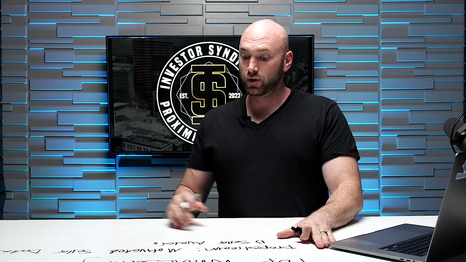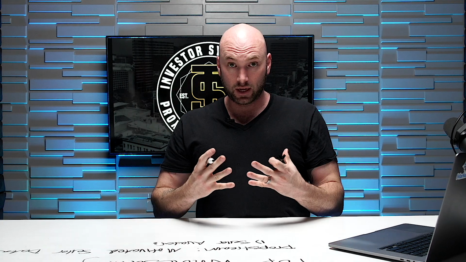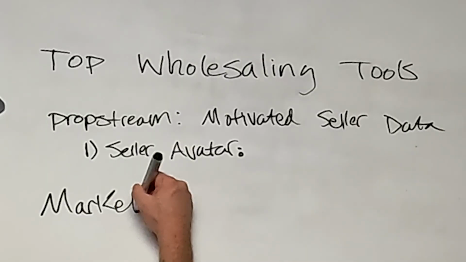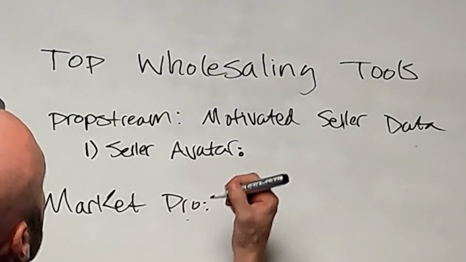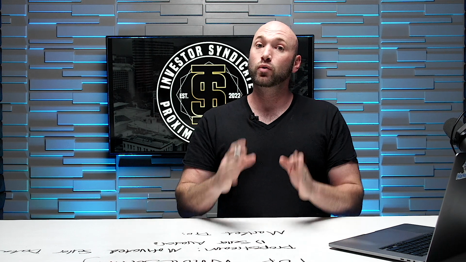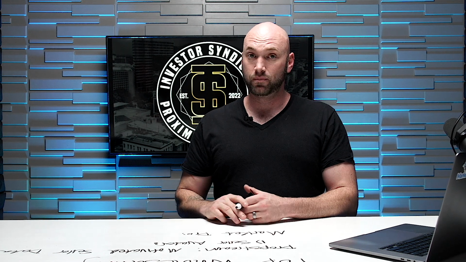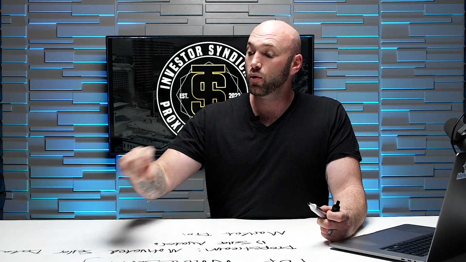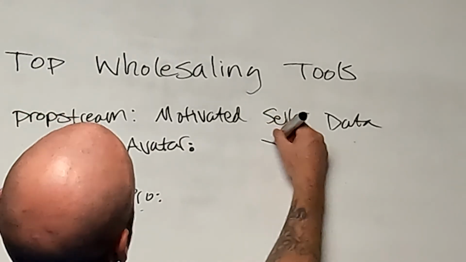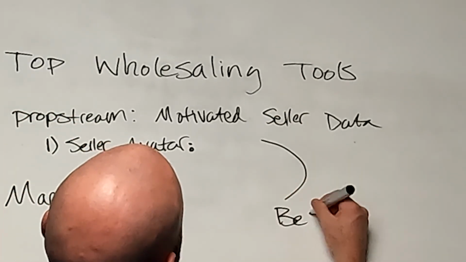But after PropStream is in place, we're pulling the seller data. Next, we want to go to Market Pro. Market Pro is the simplest but powerful customer relationship management tool on the market. You can seamlessly stay in contact with your leads. You can pull the data from PropStream, send that data to get skip traced, which we're using Better Skip.